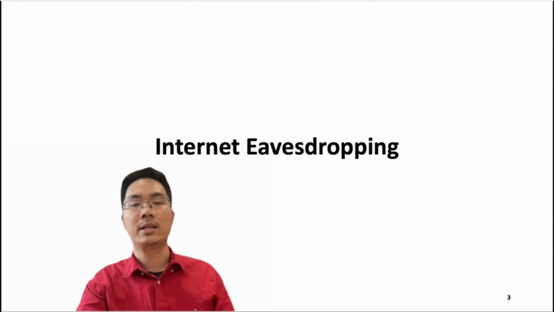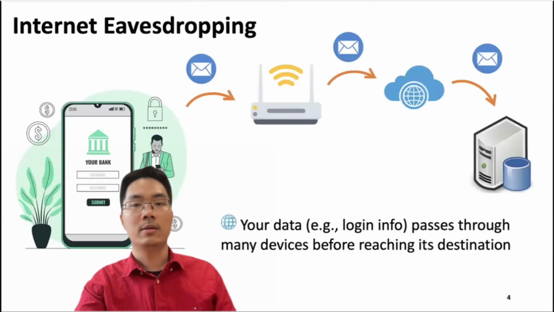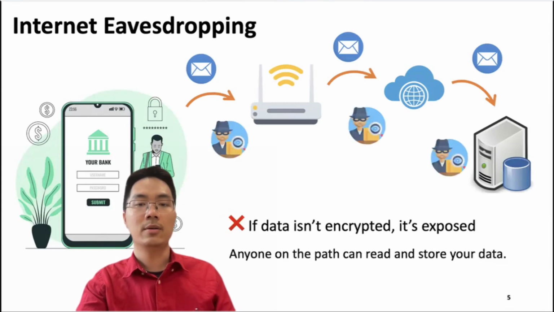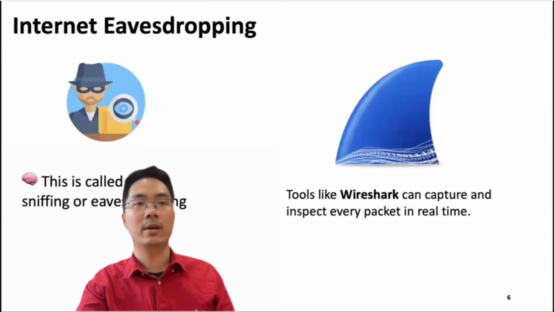First, let's talk about internet eavesdropping. So your data, for example, your login information, may pass through many devices before reaching its destination, for example, your bank server. And if your data isn't encrypted, it's exposed, meaning that anyone on the path can read and store your data. This is called packet sniffing or eavesdropping. And tools like Wireshark can capture and inspect every packet in real time.